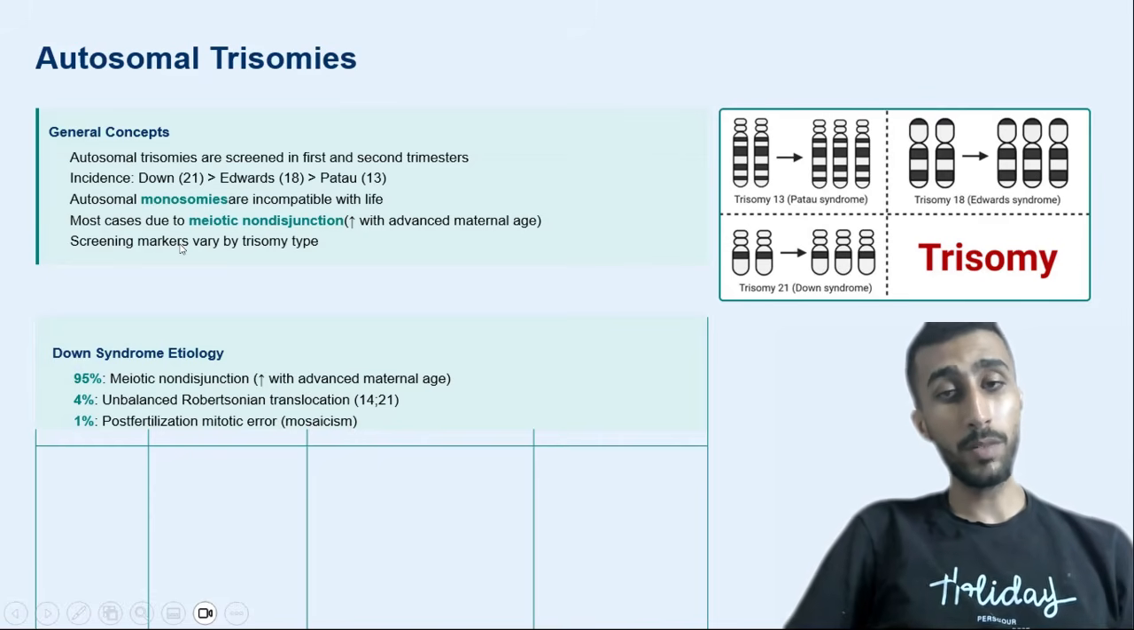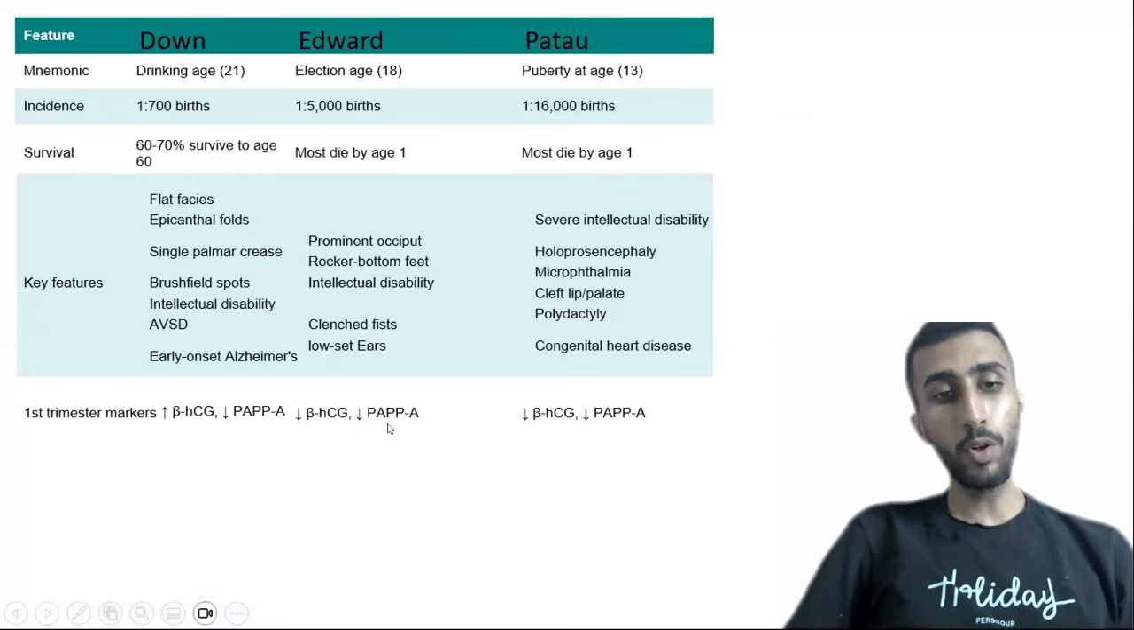So the screening markers vary by the trisomy type, as we've talked about here. As a rule of thumb, beta HCG and PAPP-A, which is pregnancy-associated plasma protein A, are decreased in all of them, except in the first trimester for Down syndrome, where there is an increase in the beta HCG, and the PAPP-A is decreased also. The chromosome error is trisomy 21 for Down syndrome, 18 for Edwards syndrome, and 13 for Patau syndrome. From the highest incidence to the lowest: Down, then Edwards, then Patau.